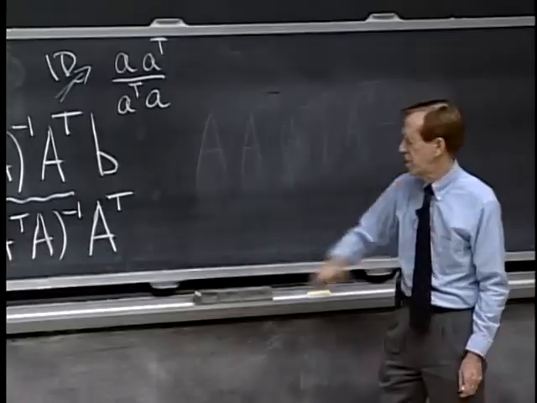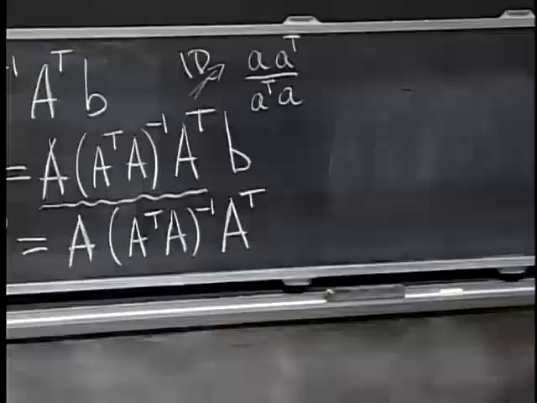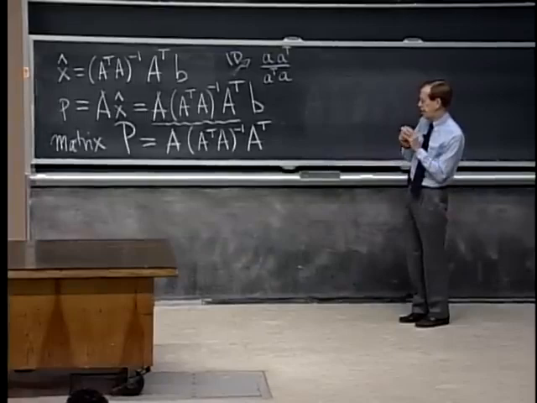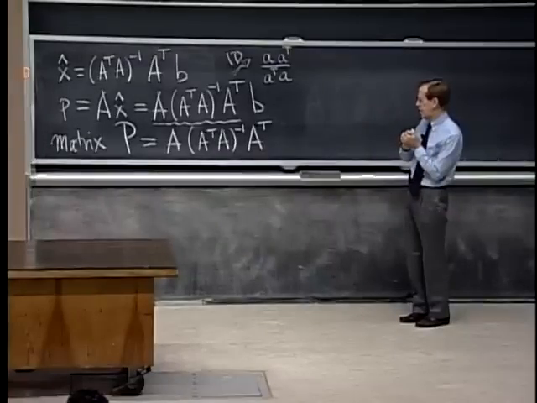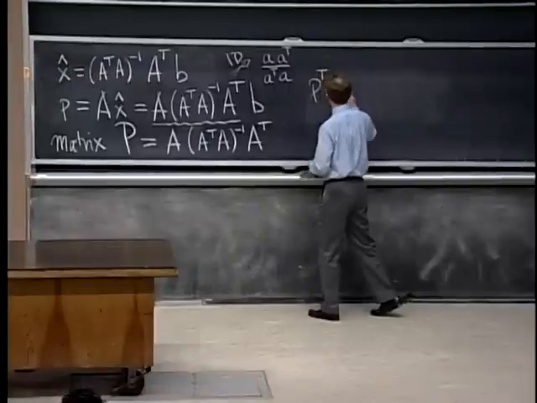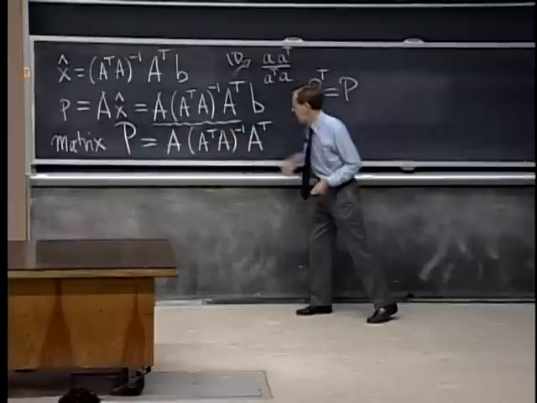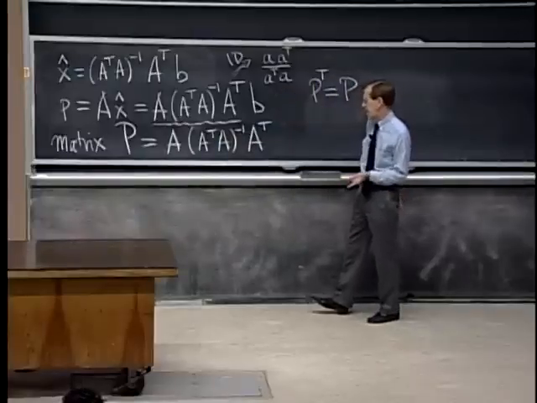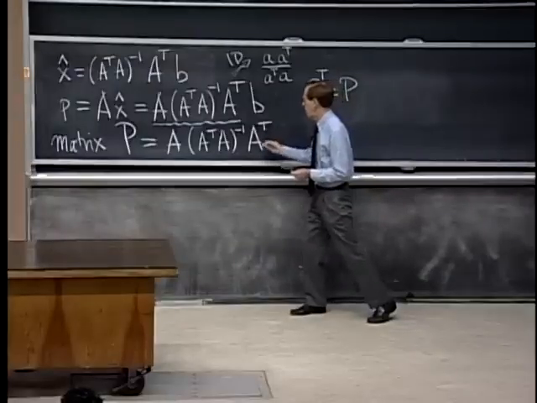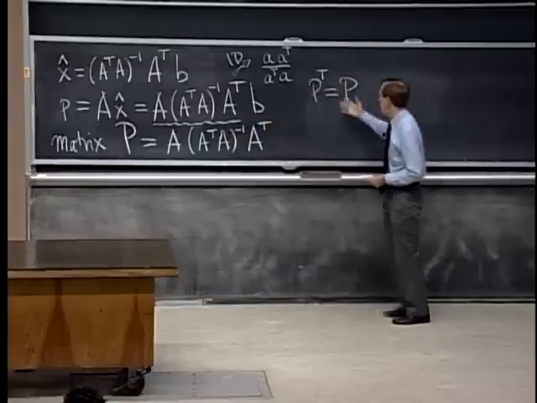I remember this formula for 1D, and that's what it looks like in n dimensions. And what are the properties that I expected for any projection matrix, and I still expect for this one? That matrix should be symmetric, and it is. P transpose is P, because this guy is symmetric, and its inverse is symmetric. And when I transpose this A, it will pop up there, become A. The A transpose will pop up here, and I'm back to P again.